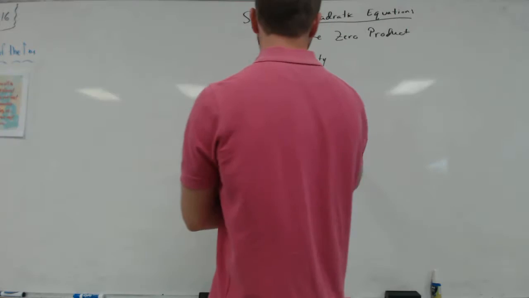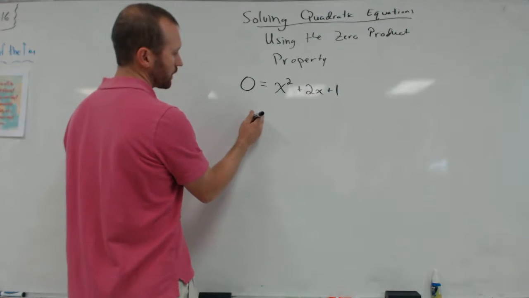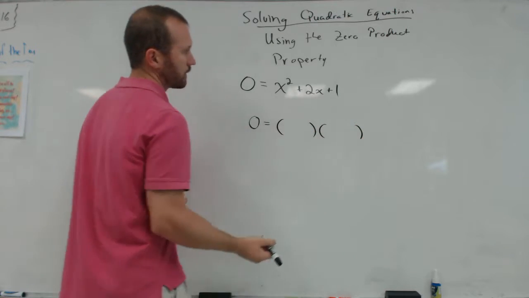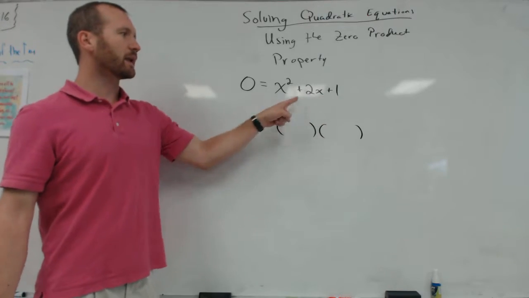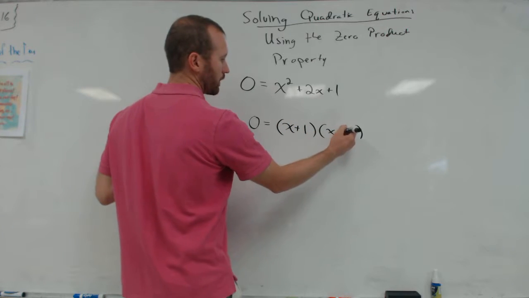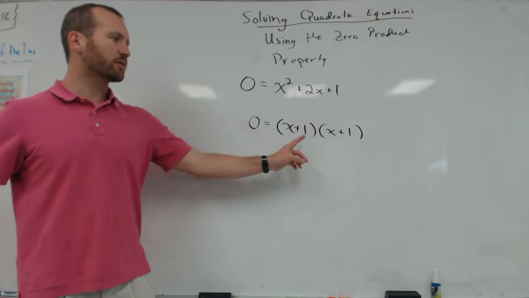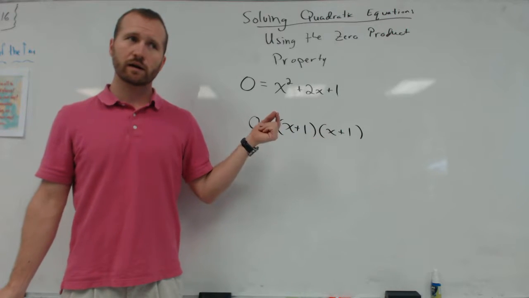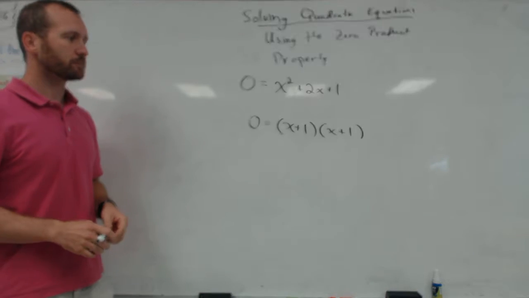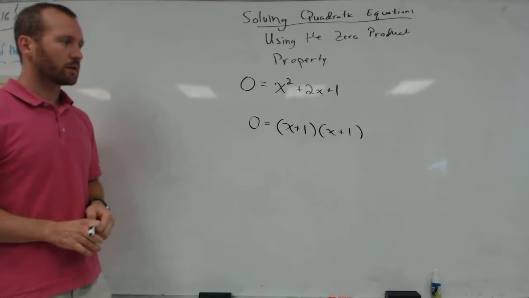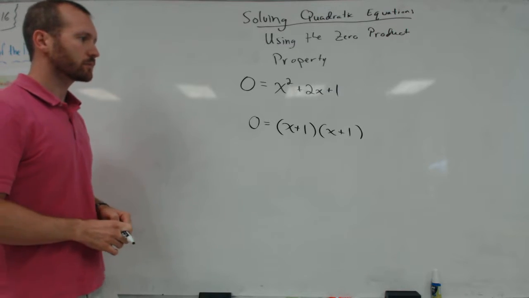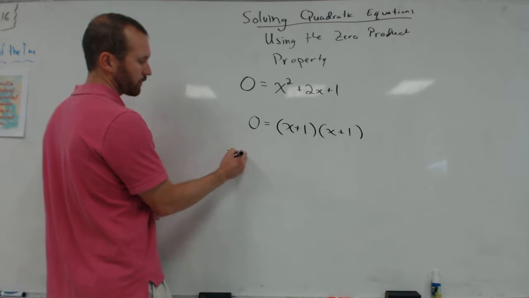So the first thing I'm going to do is factor this. 0 equals, I'm going to look for factors of 1 that add up to 2, and I'll see that the factors of 1 that add up to 2 are 1 and 1. And I'm going to leave it in this form. I'm not going to write x plus 1 squared right now, for a particular reason. And that reason is the zero product property.